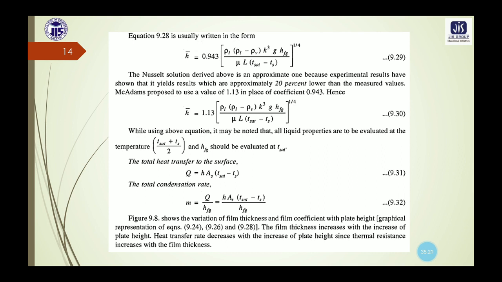The total heat transfer to the surface is Q equals hA into the temperature difference, and the total condensation rate m equals Q by hfg. These two formulas are very important to solve the numericals. These are equation number 9.31 and equation number 9.32.